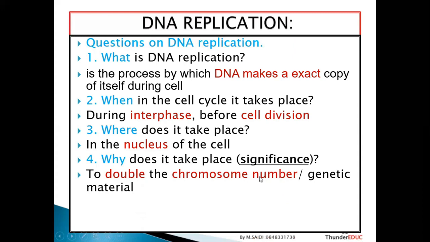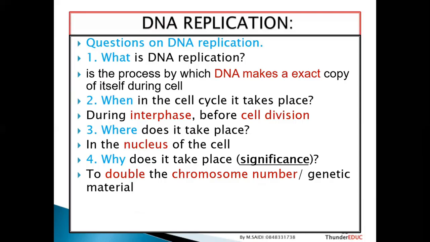The chromosome number. Don't say to increase the chromosome number. Yes, it is correct, but we want to see the word doubling: to double the chromosome number, or to double the genetic material, so that each cell can obtain an exact number of chromosomes. So why does it occur? The answer we need is to double the chromosome number.